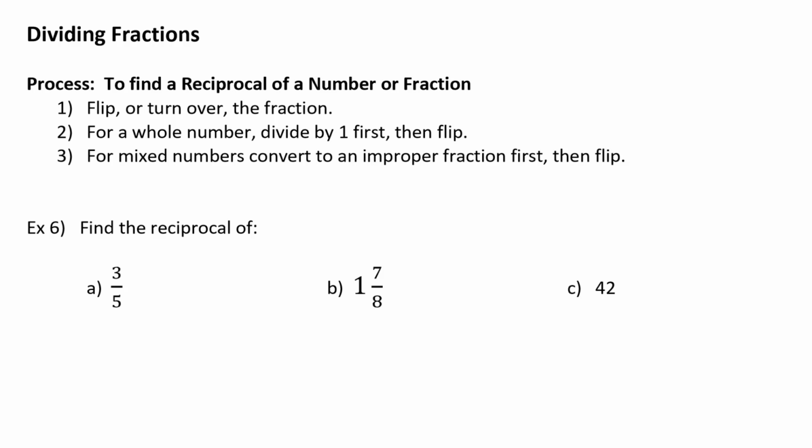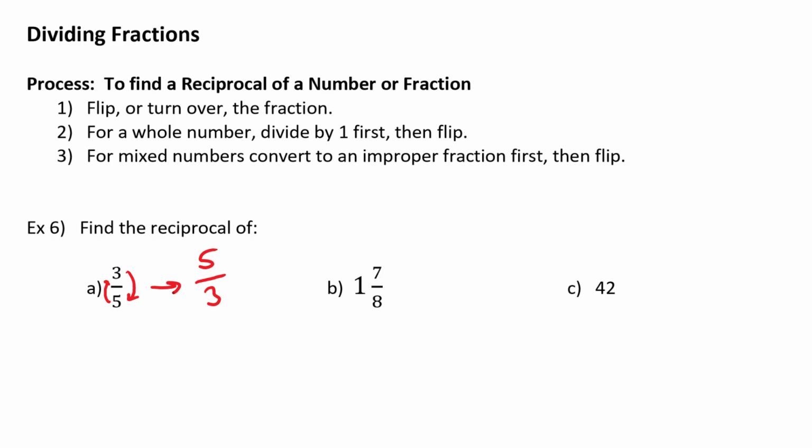Step number 1, if it's a fraction, just flip it over. The numerator becomes the denominator and the denominator becomes the numerator, like in example 6a. In this case here, we see 3 over 5. So we bring that down to the bottom, and the 5 comes up to the top. Please note, don't write equals. These values are not equal to each other. Instead, what you can write is perhaps an arrow to indicate it's transitioned over to a reciprocal.